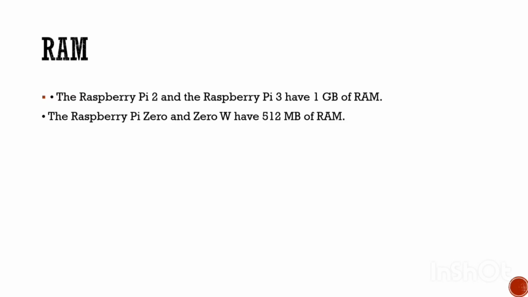RAM. The Raspberry Pi 2 and the Raspberry Pi 3 have 1 GB of RAM. The Raspberry Pi Zero and Zero W have 512 MB of RAM. This is nothing but the RAM.